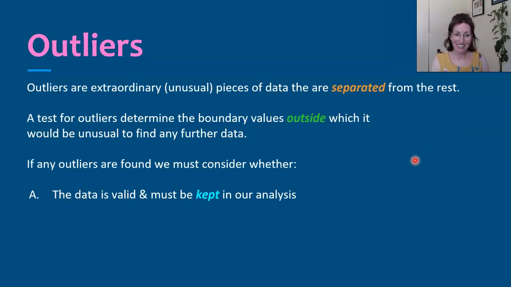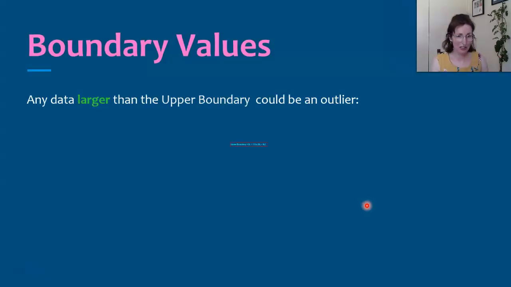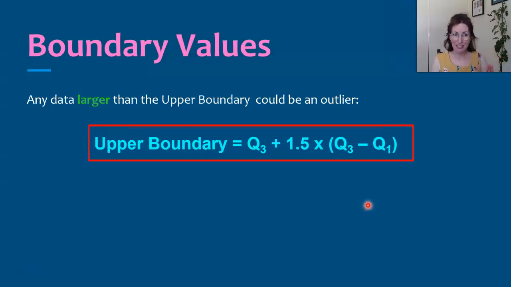We have to consider whether the data is valid and must be kept in our analysis, or if it's not valid and therefore we need to discard it to ensure accuracy. For example, if you're asking people for their heights and you weren't measuring them, and some people gave silly answers like 30 centimeters tall or 5 meters tall, that wouldn't be valid, and you would discard that value. But at what point are outliers valid, and we should therefore include them? So we have to consider boundary values.